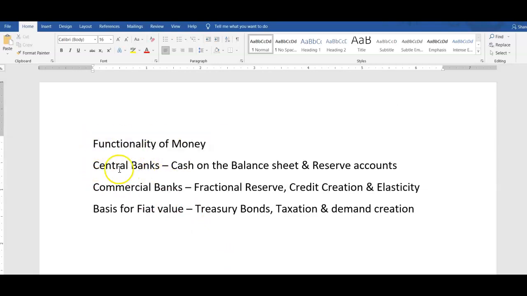There's three basic functions. We're going to look at central banks and their role. What is cash, balance sheet, cash on the balance sheet, and what are reserve accounts? And then we're going to take a quick peek at commercial banks and fractional reserve methods and how credit creation and elasticity in the money supply or elasticity of credit is accomplished. And then what is the basis for fiat money? If it's not gold, as some people like to think, what is it? What is the basis for the value of fiat?